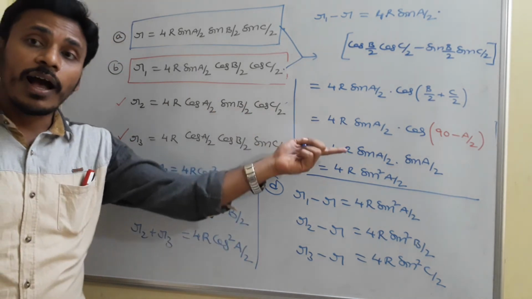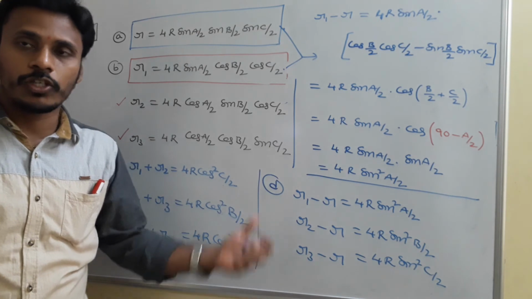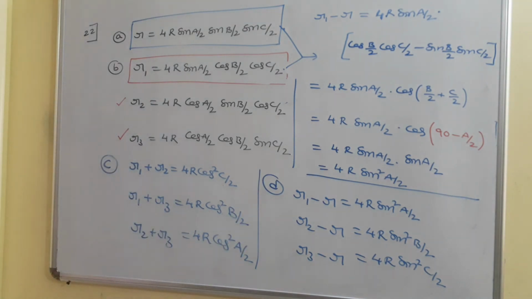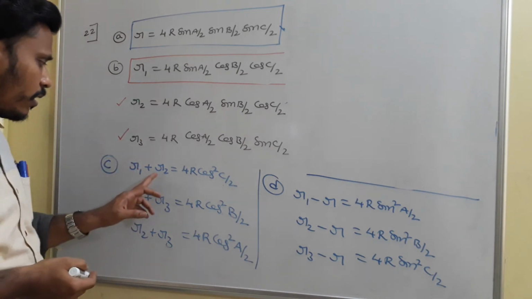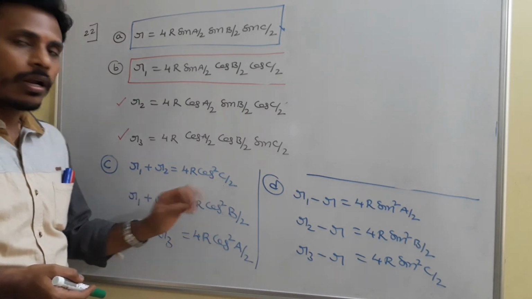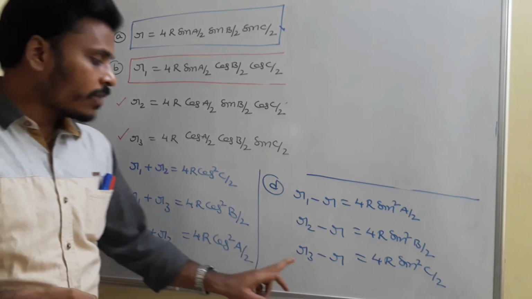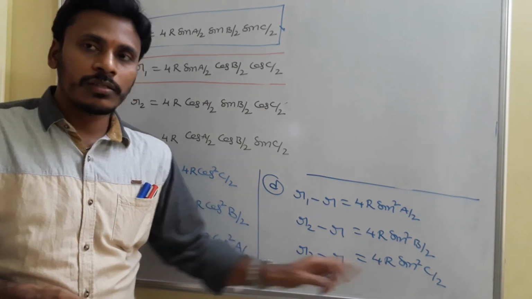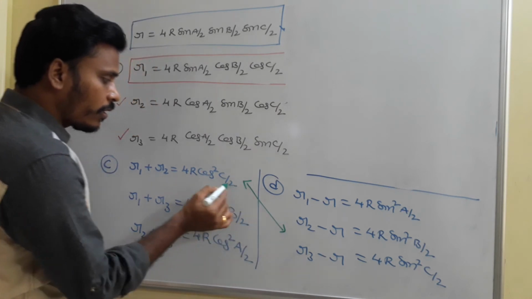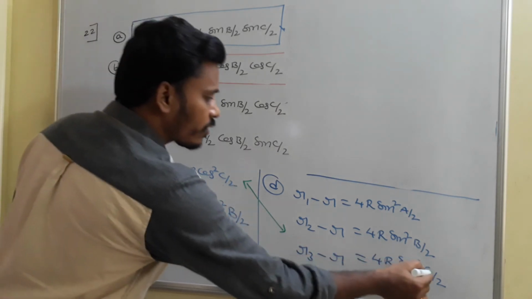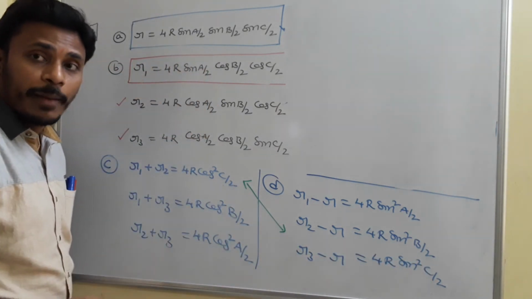Again, I am going to give you some more results based on this. Just have a look. At the end we have all these results in our hands, and now my idea is, see, this r1 plus r2 is 4r cos square C/2, whereas this r3 minus r is 4r sin square C/2. Just attach these two. This is cos square C/2, this is sin square C/2. If you add, what will happen?